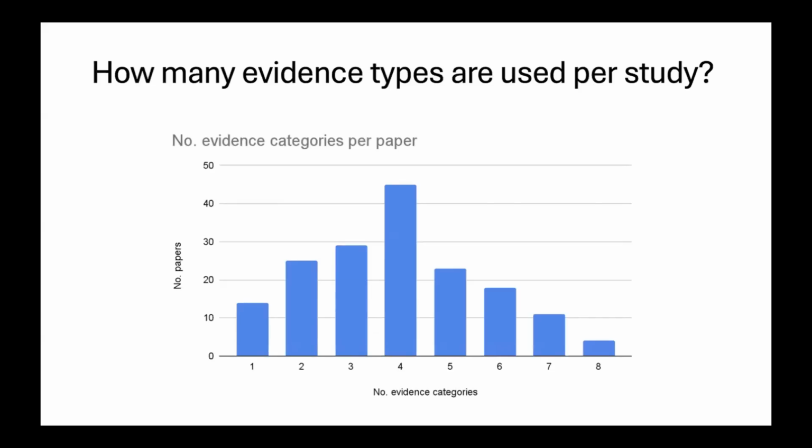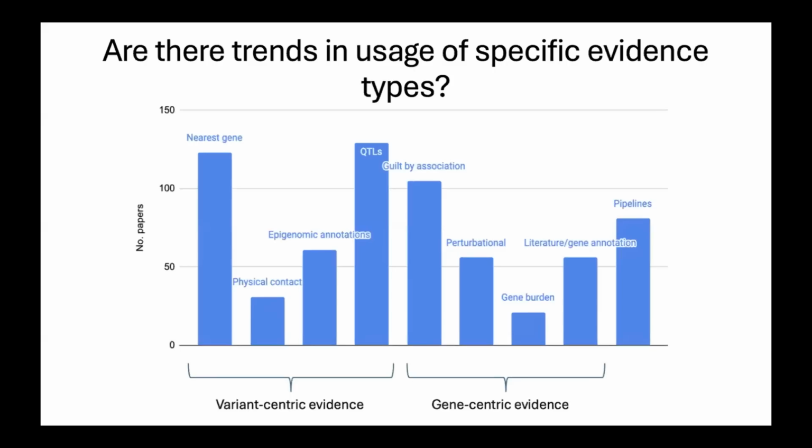So a few questions about how people do this. How many evidence types are used per study? Well, that's a nice distribution. Most people use about 4 of these different evidence categories. I looked at trends in use of the different categories, and here QTLs were the big winner. Most of the gene prioritizations used QTLs, and the nearest gene was a close second, but it wasn't universal. I think Eric might have something to say about that.